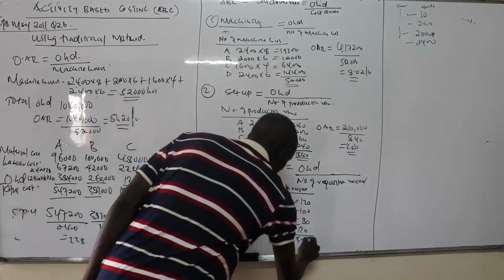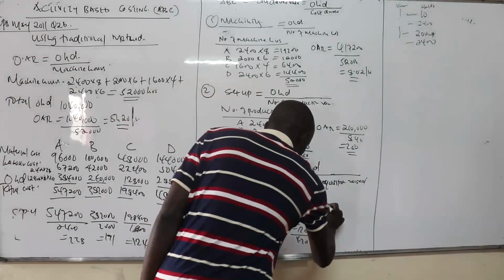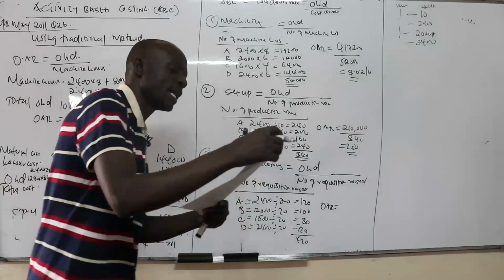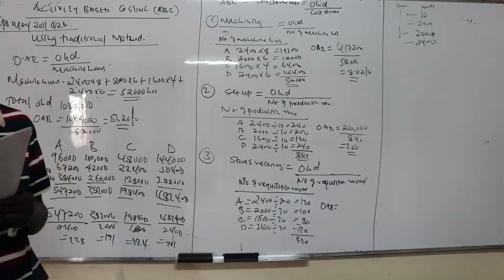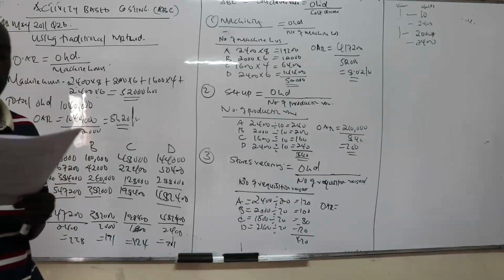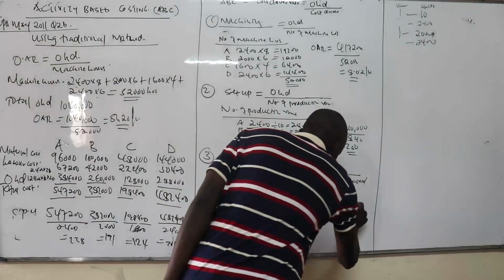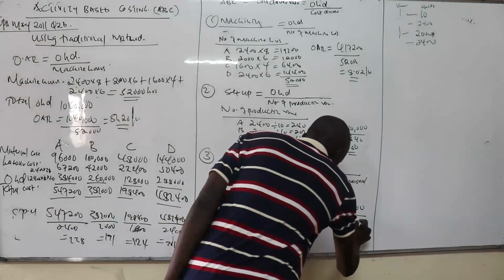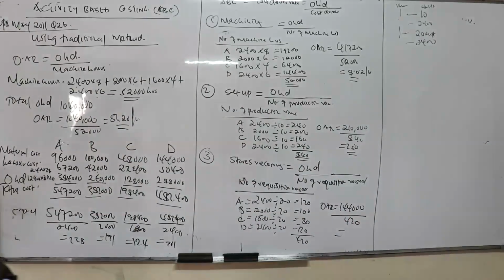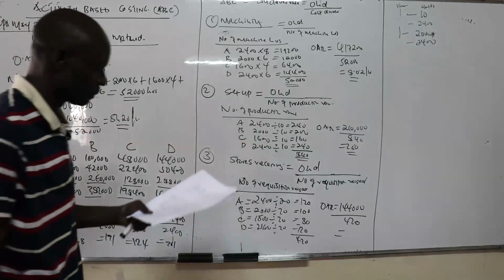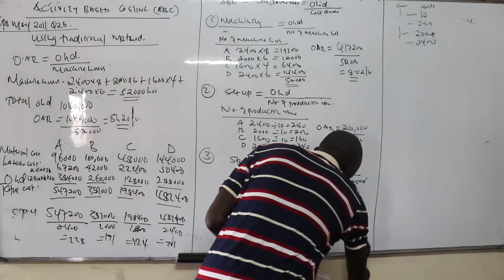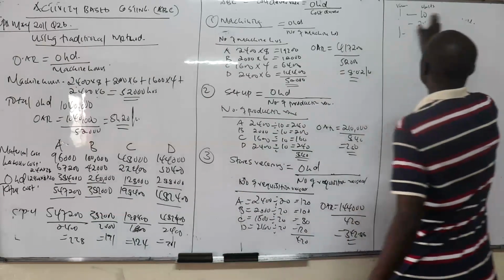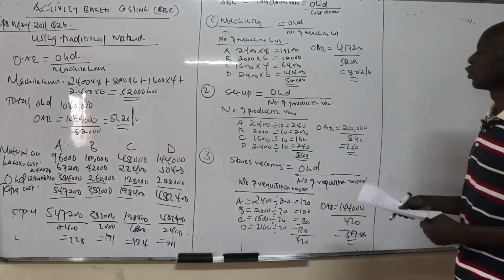So 420. The overhead absorption rate here is the total overhead allocated to stores receiving, according to note number 5. What is the value of overhead? 144,000. And then you divide by 420. So what do you get? 342.86. So that is stores receiving.